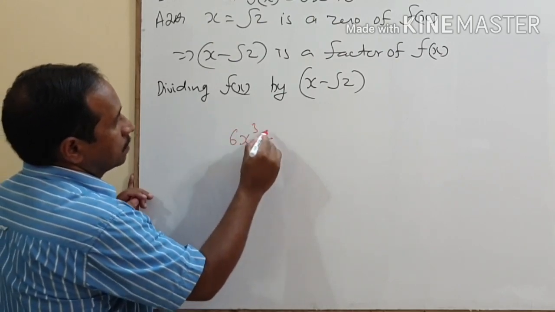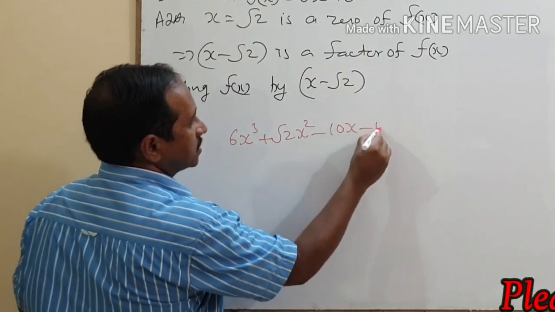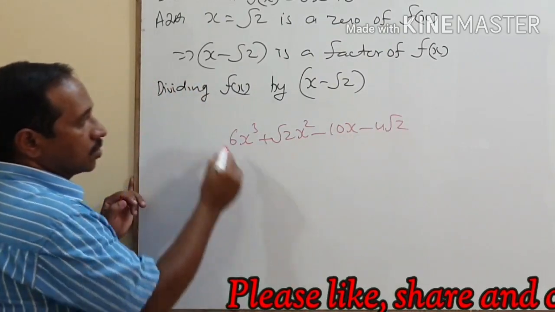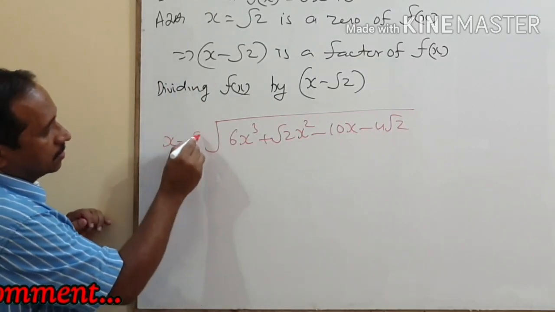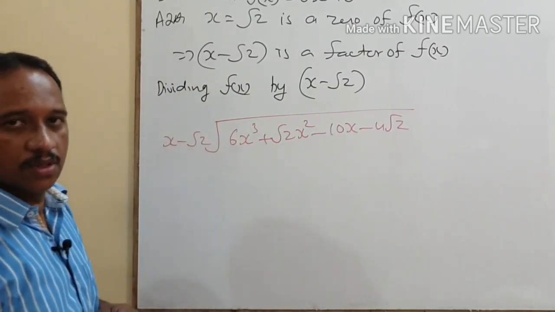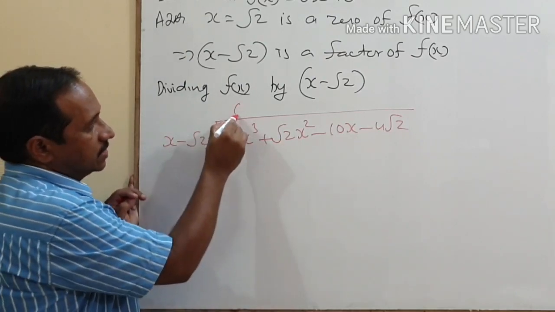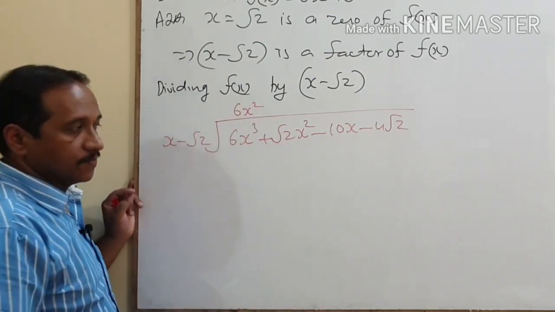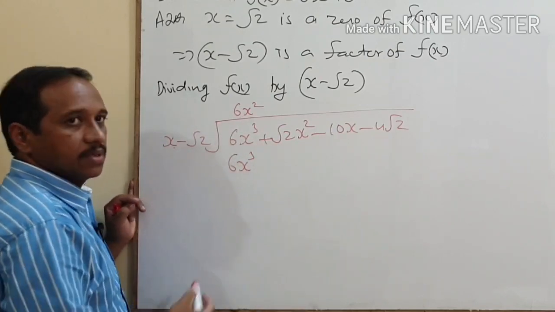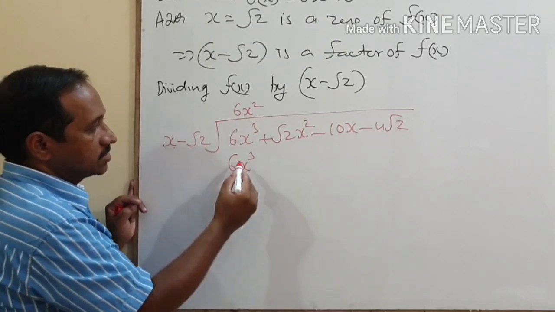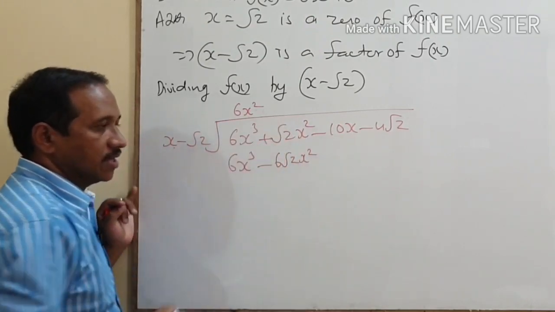6x cube plus root 2x square minus 10x minus 4 root 2, divided by x minus root 2. First term by first term. 6x cube by x is 6x square. 6x square into x, 6x cube. 6x square into minus root 2, that is minus 6 root 2 x square.